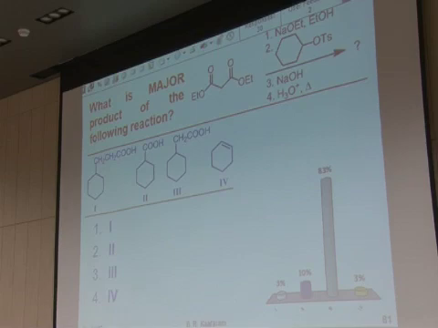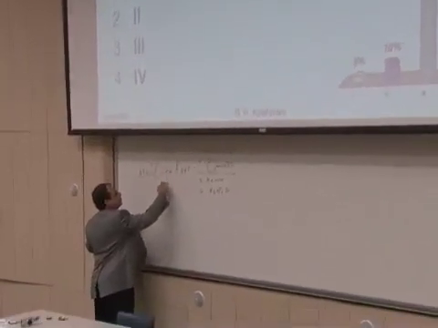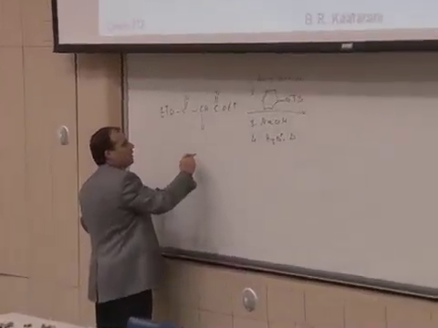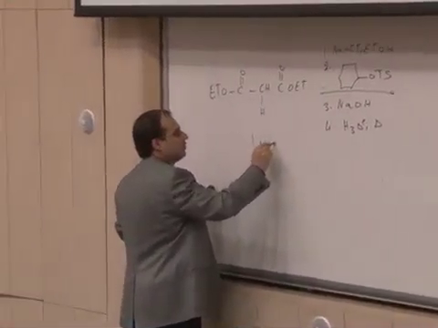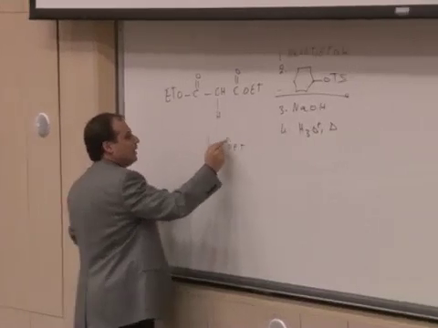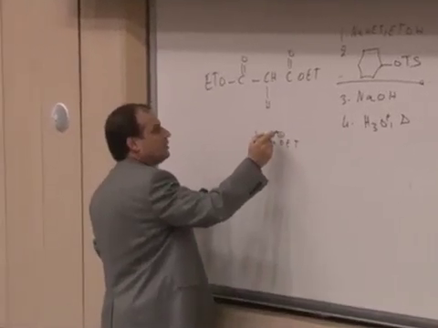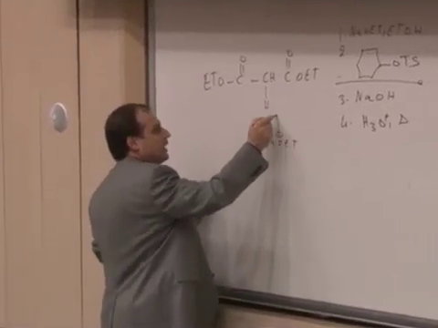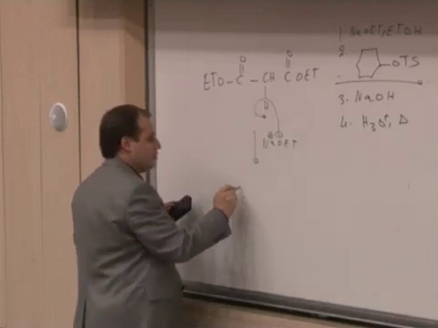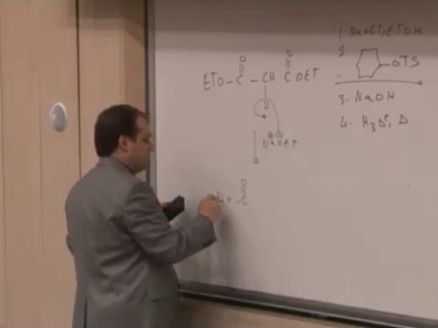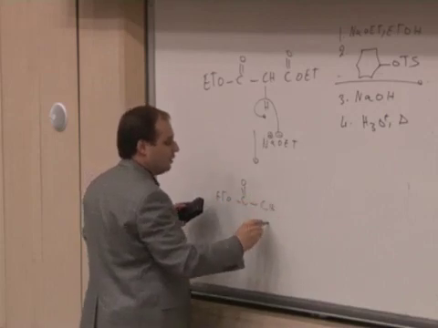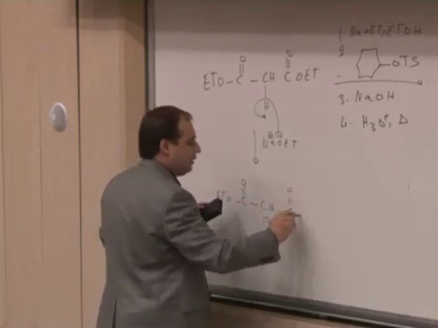Again, let's go over the mechanism of this reaction. With the sodium ethoxide, you are going to generate the enolate of diethyl malonate. So you are forming the enolate of diethyl malonate.